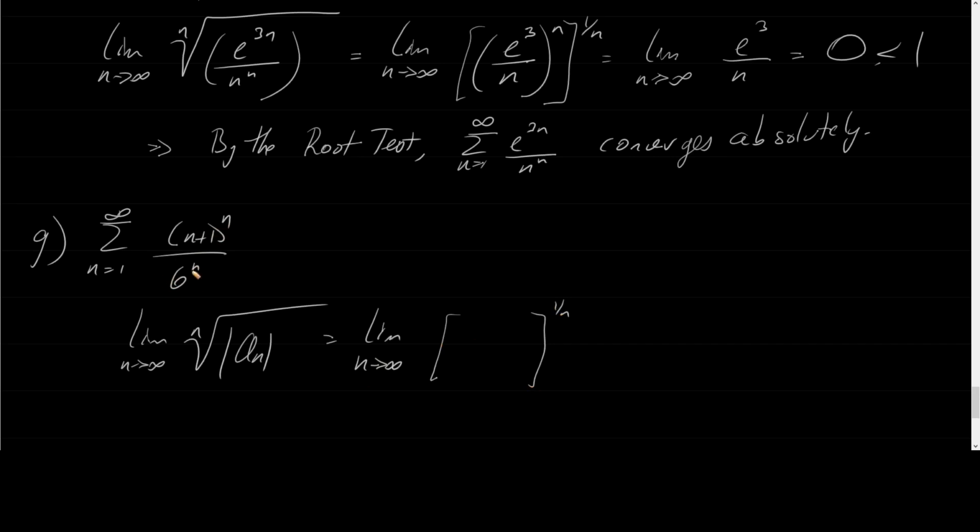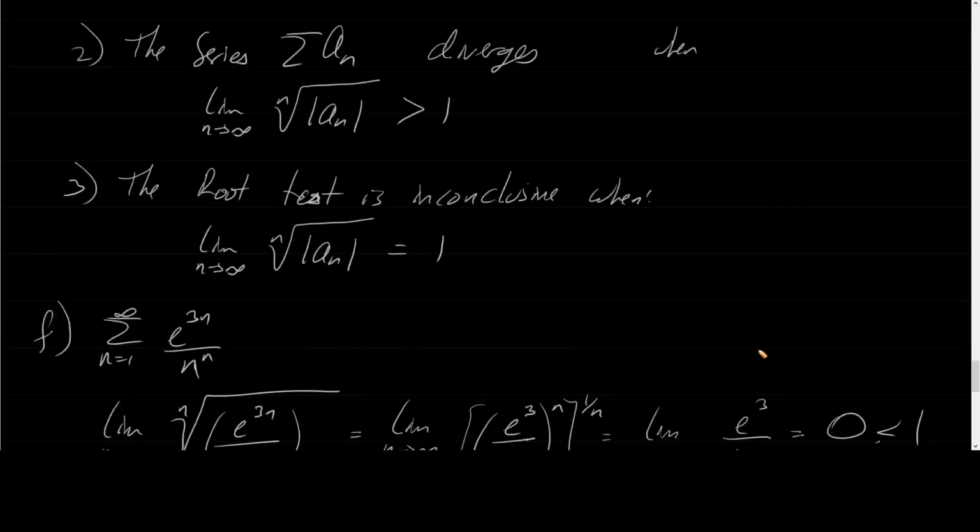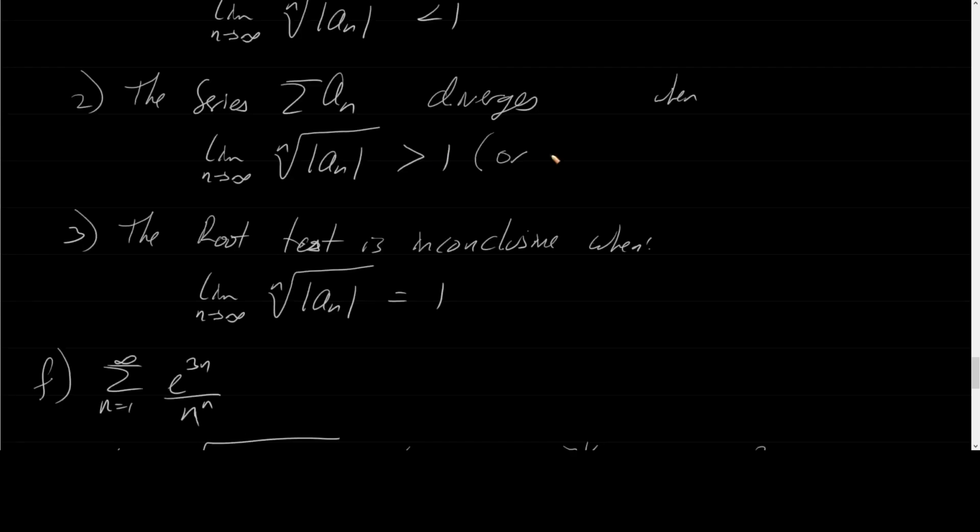Well, in here, notice that they're both being raised to the nth power. So I can rewrite that as n plus 1 over 6 to the nth power. At that point, this 1 over n and this n cancel each other out, so I have the limit as n goes to infinity of n plus 1 over 6. And as n goes to infinity, this goes to infinity, right? I probably should have said it over here too. Is greater than 1 or infinity.